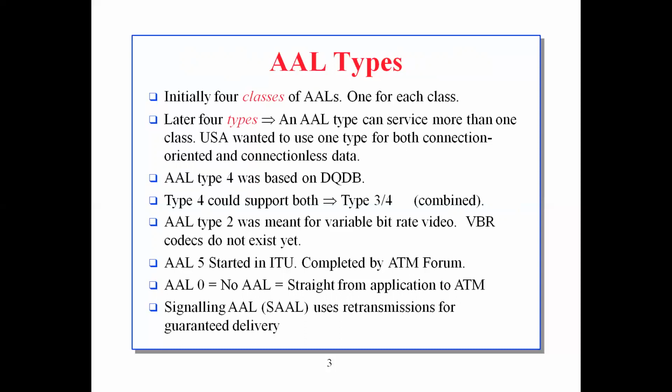AAL type 5 is similar to AAL 3 or 4 with a specified information header scheme. This AAL assumes that the data is sequential from the end user, and the user uses the payload type indicator bit to indicate the last cell in the transmission. Here we are combining type 3 and type 4 because, when you're comparing class C and class D, both are similar. That's why type 3 and type 4 are combinedly called type 3 by 4.